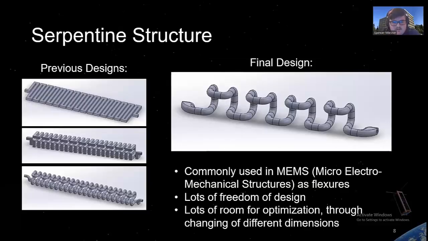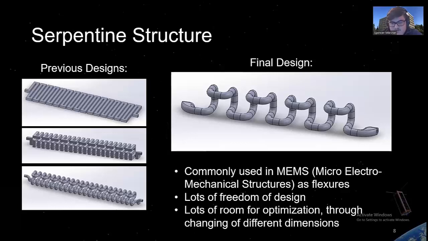To start with our design showcase, we'll start with my design, which is the serpentine structure. The reason I decided to do a serpentine type structure is because of its already existing usage as flexures. One of the places it's commonly used is MEMS, which is short for micro electromechanical systems. Additionally, with these designs, there's a lot of freedom of design, and you can see from the different iterations I've done that there are a lot of changes you can make to maximize its ability to bend and fulfill the other requirements.